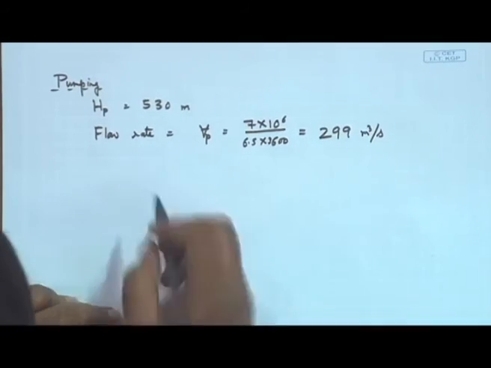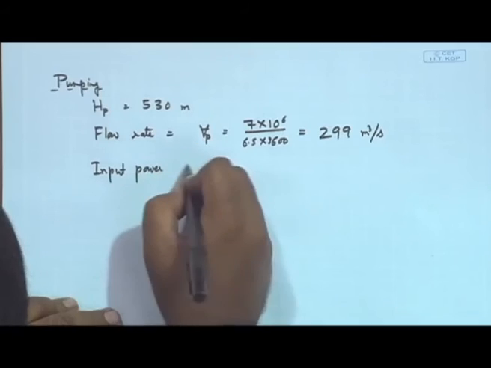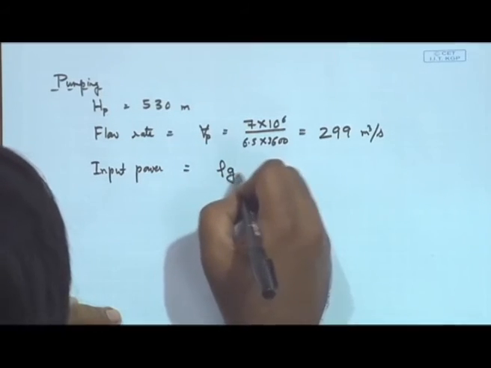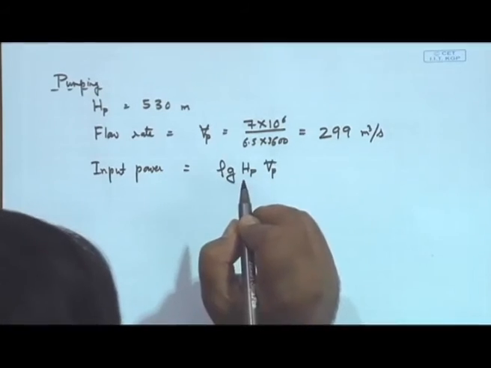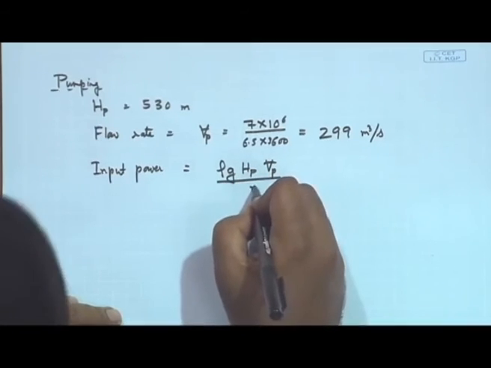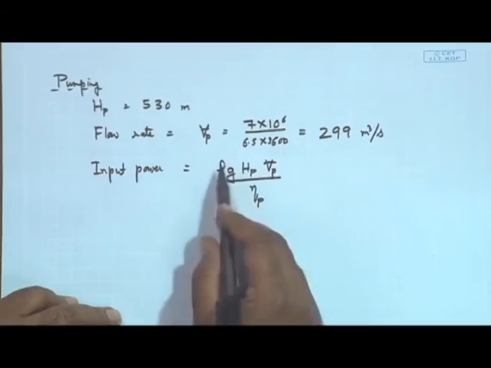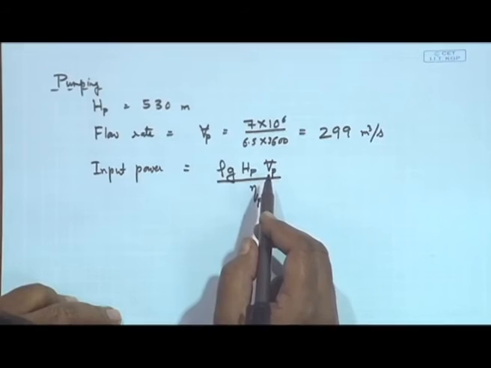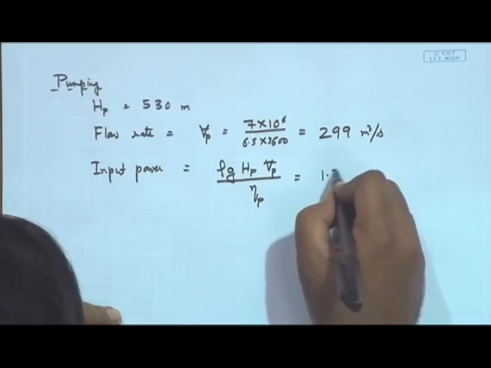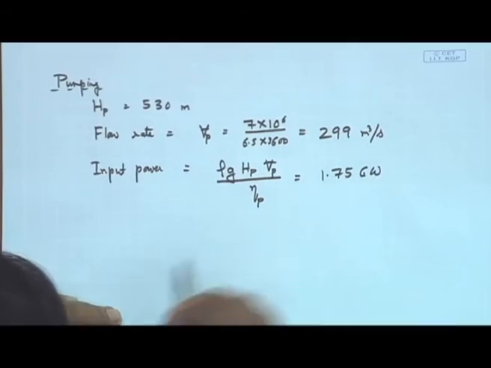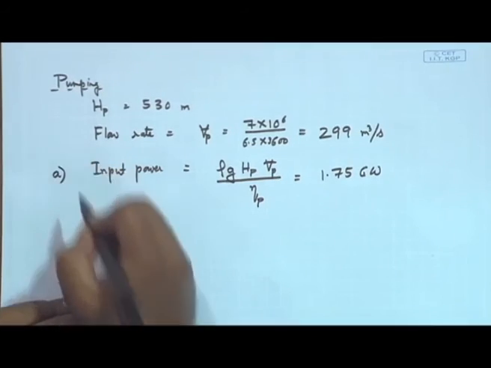Okay. So, therefore, input power is going to be rho g pumping head times the flow rate through the pump. This time it is divided by the pump efficiency, because the input power to the pump has to be more than the energy that is gained by the water that is pumped up. We know all the values here, so I am not writing everything, and this turns out to be 1.75 gigawatts. Okay. So, this is my A.